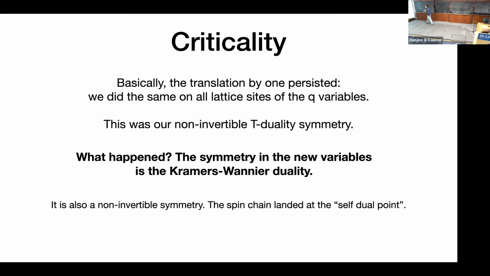The symmetry in the new variables is a well-known symmetry. It's called the Kramers-Wannier duality. So this is the one where you take sigma x to sigma z cross sigma z, and sigma z cross sigma z to sigma x. That's the spin chain realization of Kramers-Wannier duality, which is the quantum version of the statistical mechanics solution of the Ising model. It's also a non-invertible symmetry, and the spin chain lands at the self-dual point.